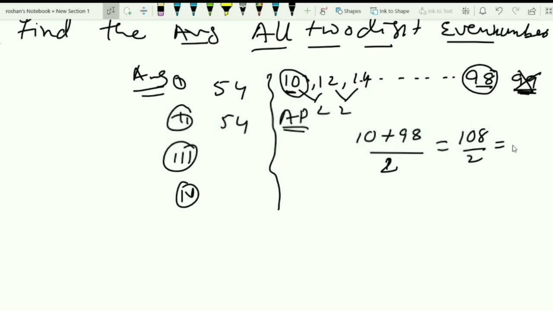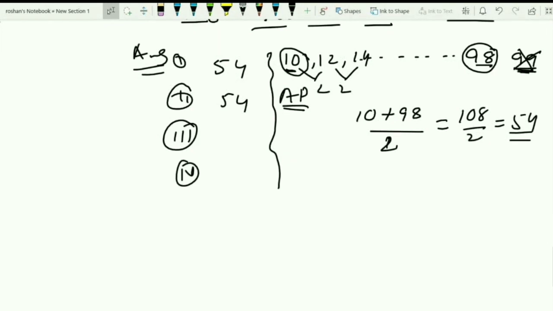What is 108 by 2, my friend? 54. So all those who have got this answer, I'm really happy that you are understanding the story. You're following the discussion and you guys are getting the answer. Abhi tak kisi ko kuch doubt hai? If you have any doubt till now, you can ask it out here.